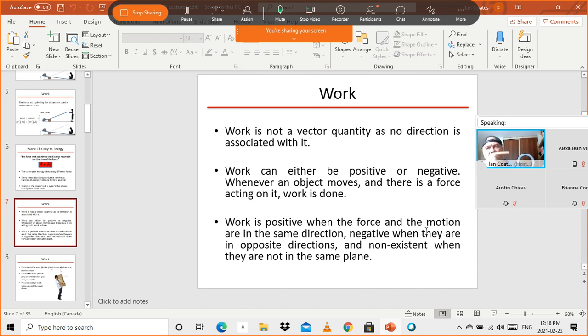So I'm pushing the box this way. The force is being applied this way. The box moves this way. That work is positive. Negative when they are in opposite directions.